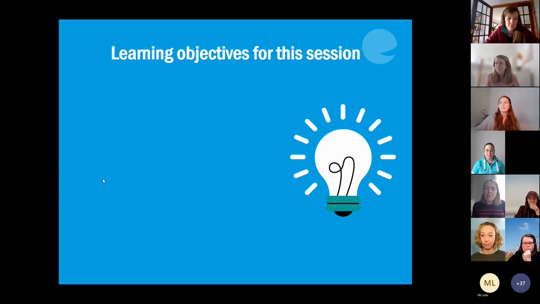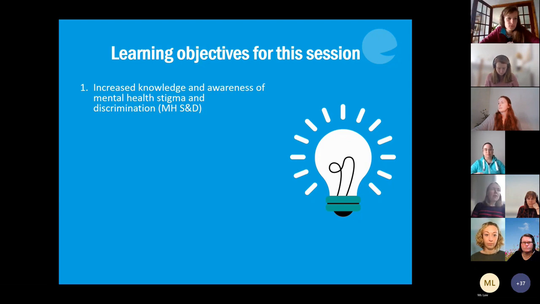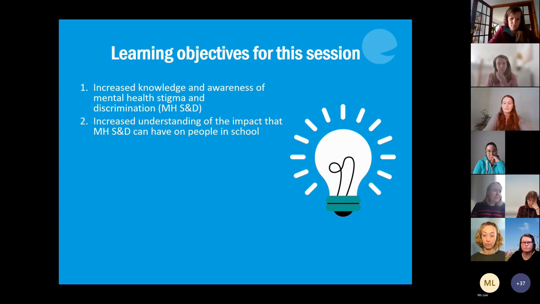So you've all completed that pre-evaluation, which is very much in line with the learning objectives for this session too. And that also really forms the structure to today's session as well. So we've got 5 key learning objectives. The first one is for you to go away having increased knowledge and awareness of mental health, stigma and discrimination. So we're going to go into our definitions and understanding of what mental health, stigma and discrimination actually is. And you'll see it abbreviated as MH, S and D sometimes as well.